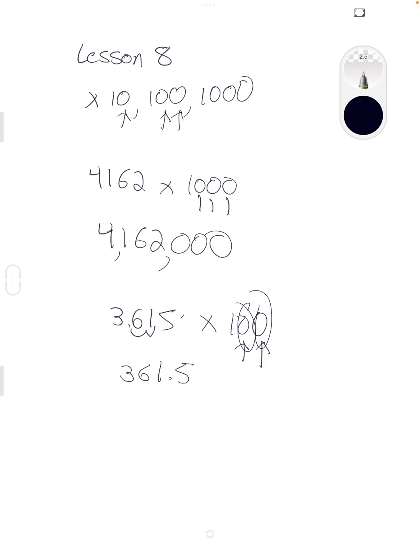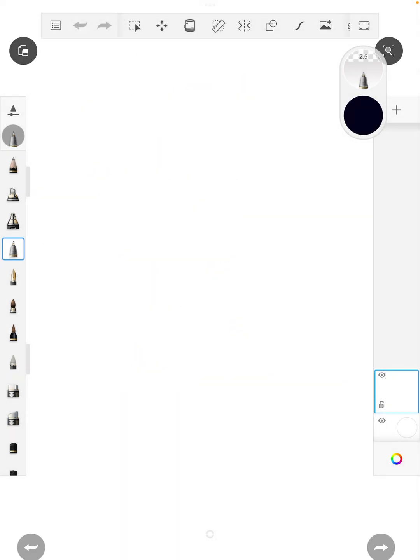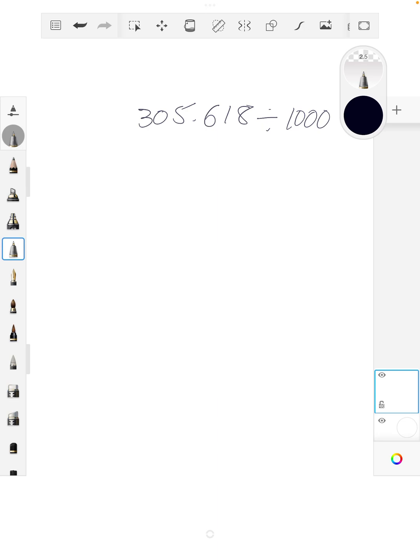Now, what about if you divide by stuff? Well, let's say I have a number like 305.618, and I want to divide it by 1,000. Okay, count the zeros. 1, 2, 3. In this case, because I'm dividing it, I'm moving it left. 1, 2, 3.